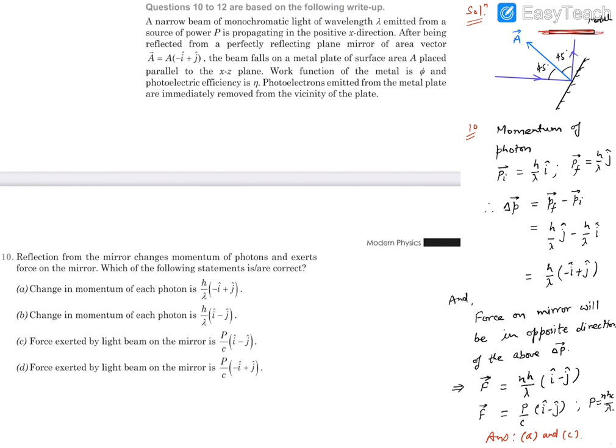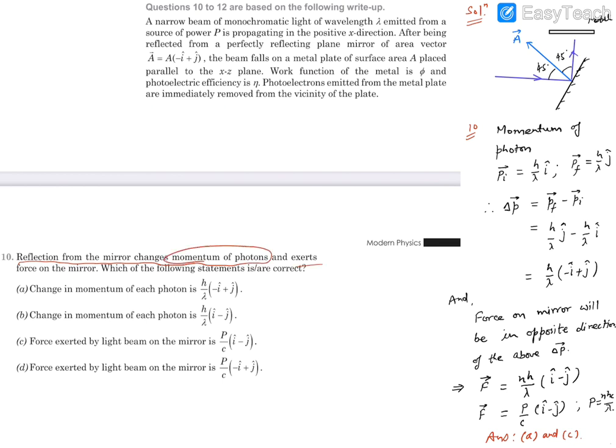And here this metallic plate is placed, which is in the zx plane like this. So I have drawn only a two-dimensional picture. These light rays hit this metal plate, so the photoelectric effect takes place. Electrons are being generated, they are being removed. That's the situation.